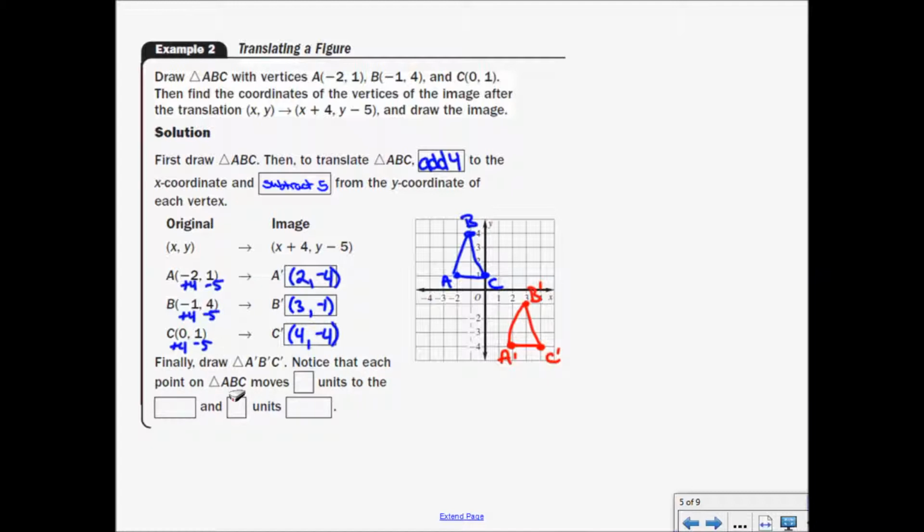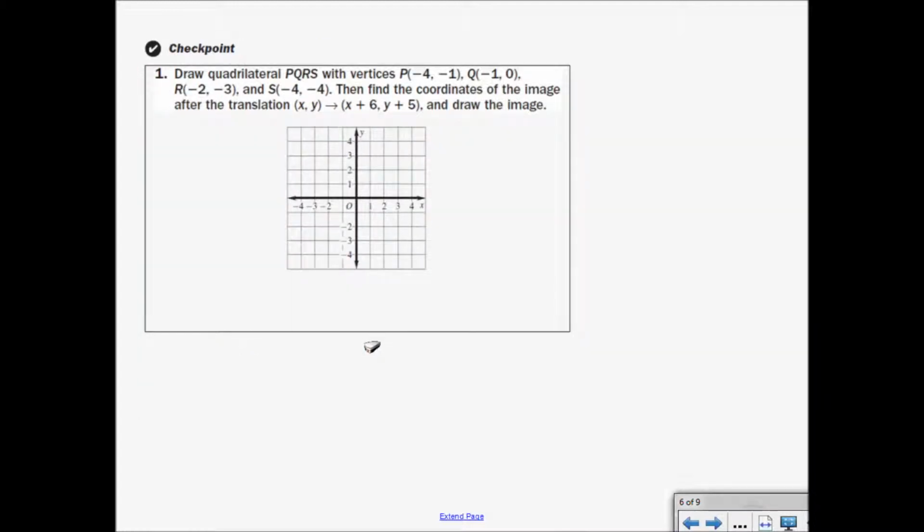Notice that each point on triangle ABC moves 4 units to the right and 5 units down. Checkpoint. Go ahead and pause the video here, do the problem, and when you're ready to check your answer, push play.